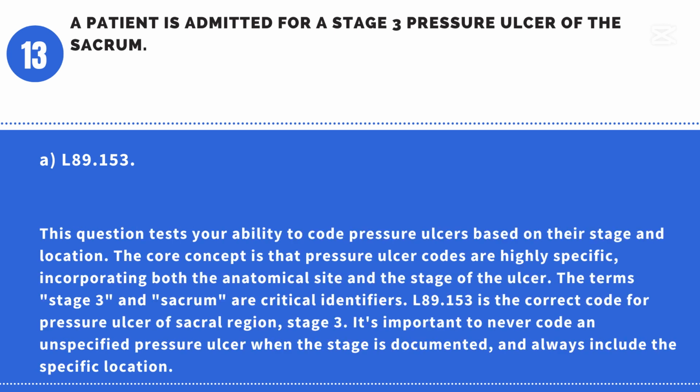L89.153. This question tests your ability to code pressure ulcers based on their stage and location. The core concept is that pressure ulcer codes are highly specific, incorporating both the anatomical site and the stage of the ulcer. The terms stage 3 and sacrum are critical identifiers. L89.153 is the correct code for pressure ulcer of sacral region, stage 3. It's important to never code an unspecified pressure ulcer when the stage is documented, and always include the specific location.